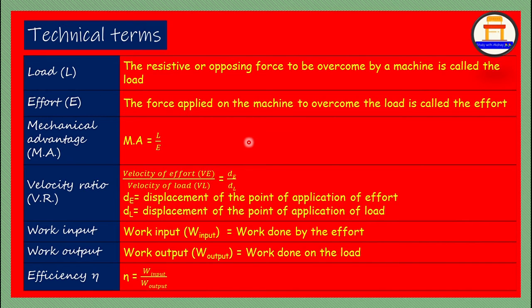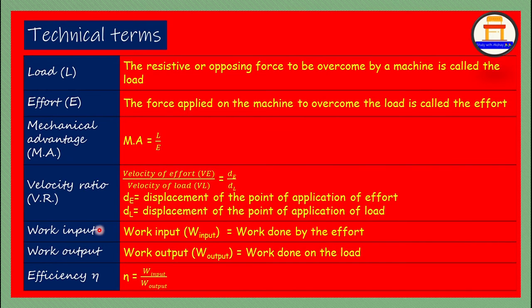Okay, velocity ratio. Velocity of effort divided by the velocity of load, or it is also known as displacement of effort divided by the displacement of the load. So velocity ratio is the ratio of the velocity of effort to the velocity of load, or in other words it can be defined as the displacement of effort to the displacement of load. Here D_E refers to displacement of point of application of force or effort, and D_L refers to displacement of point of application of load.